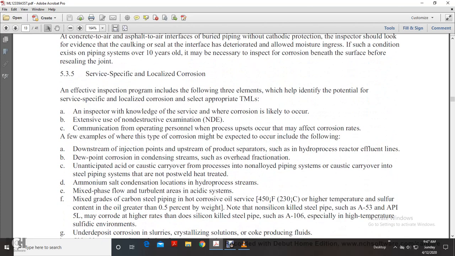Surface-specific localized corrosion. An effective inspection program includes three elements to help identify the potential for surface-specific localized corrosion and select appropriate TMLs: inspectors with knowledge of where the corrosion is likely to occur, and extension of the non-destructive examination.